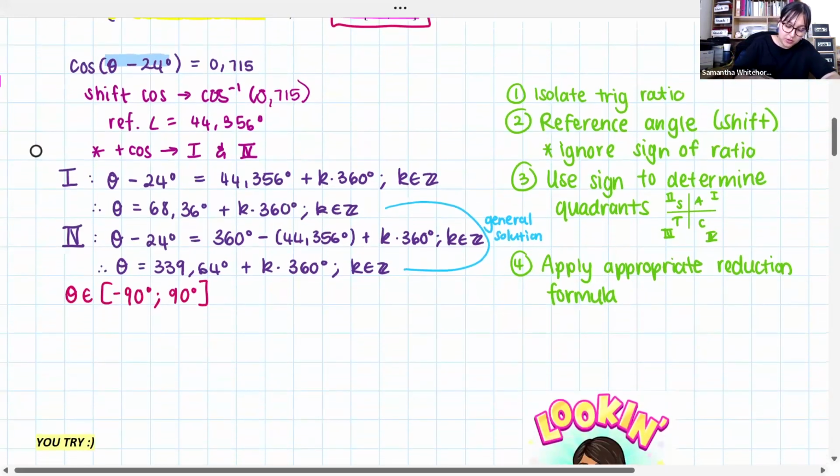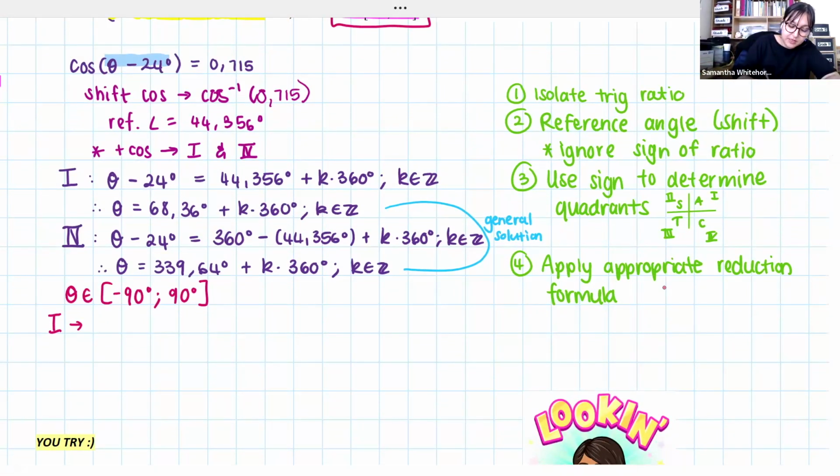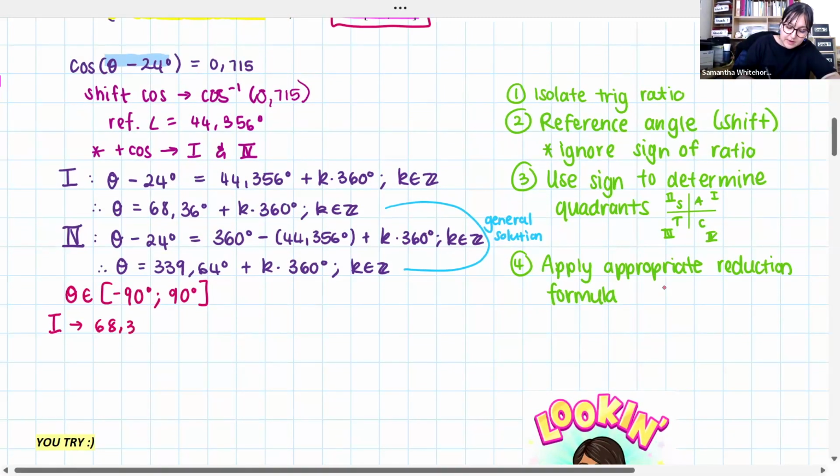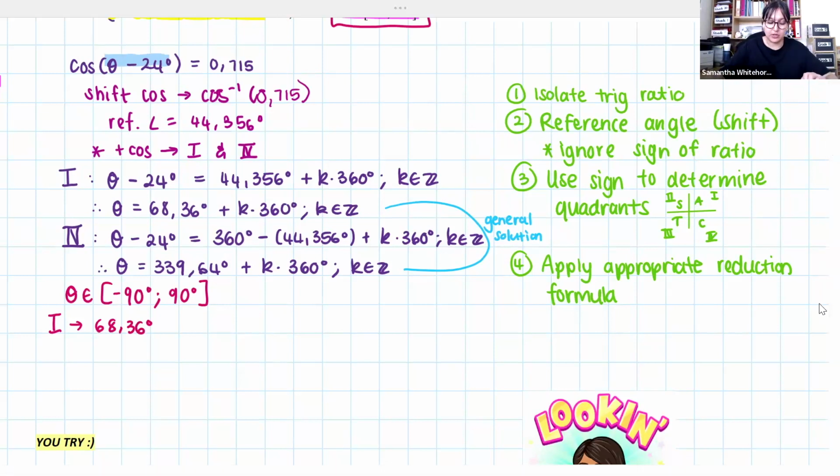Right, so from quadrant 1, and I'll write my answer neatly in a second, I need all of the theta values that fall between negative 90 and 90 included. So the value for theta that I got was 68,36. That definitely falls in that range. So that's definitely one of my solutions.